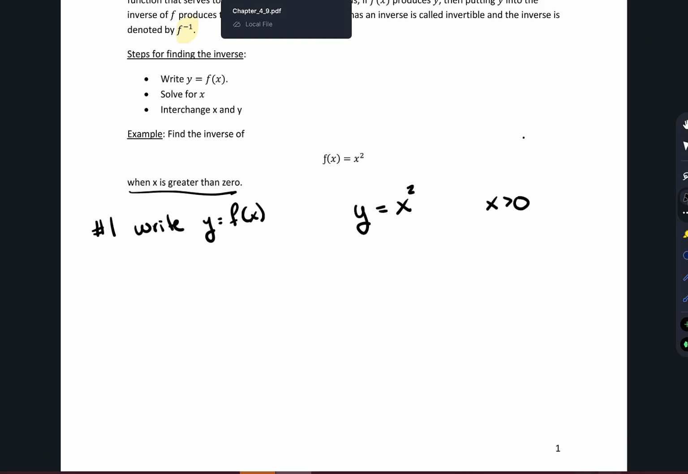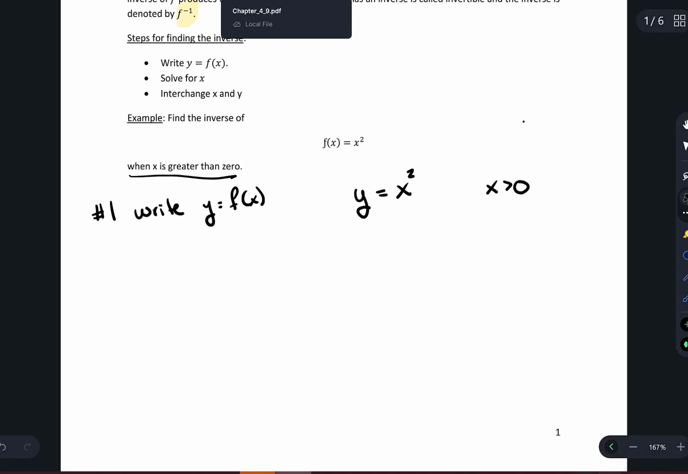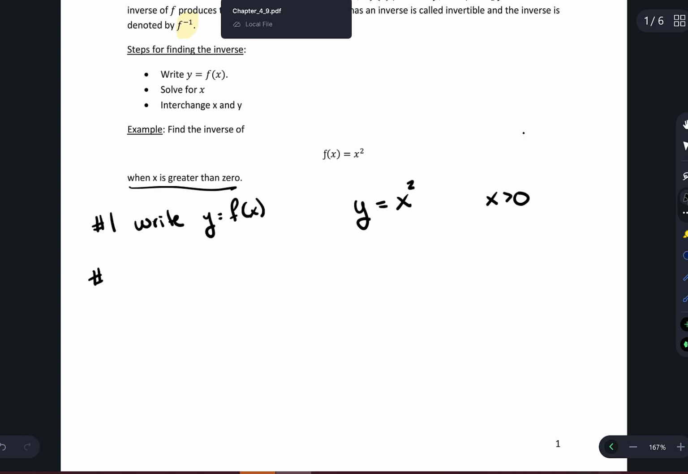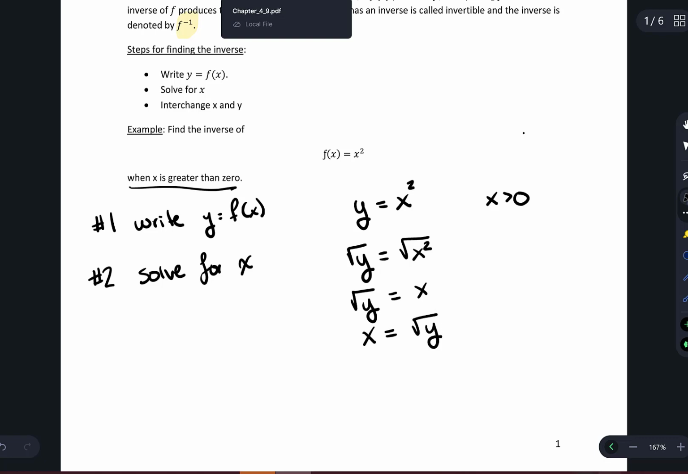Notice here that since we're only concerned with cases when x is greater than 0, this will also produce y's that are greater than 0. And this is going to be useful here in just a moment. Okay, next, we're going to solve for x. Here, we could take the square root of both sides. So we have that x is equal to the square root of y.